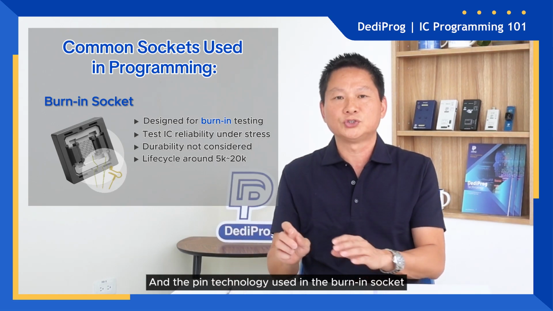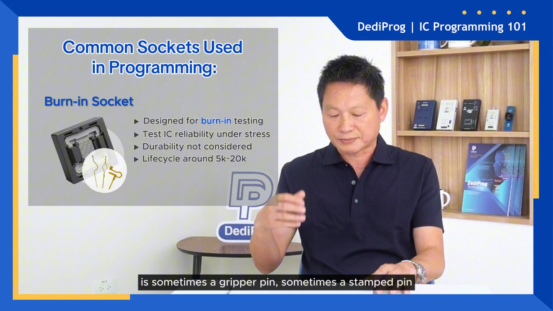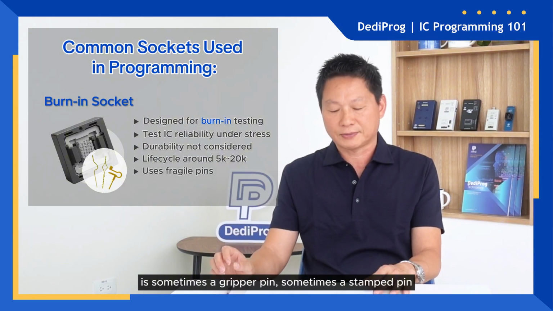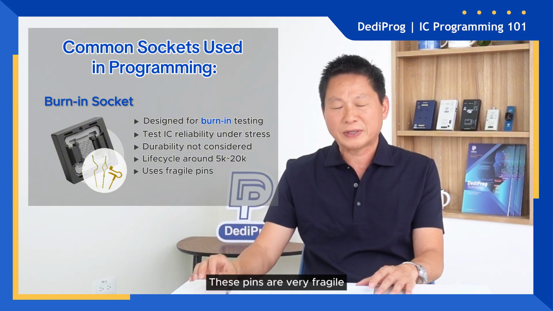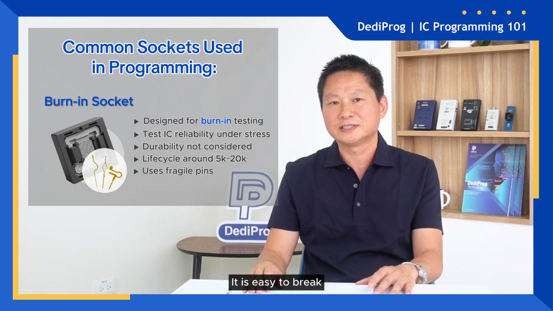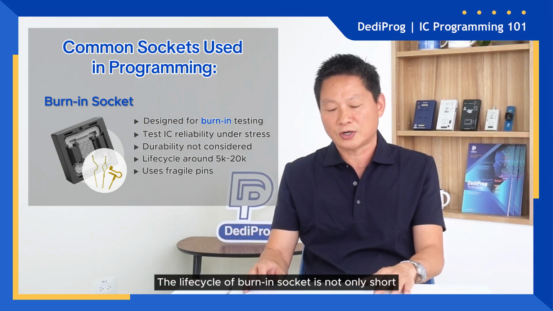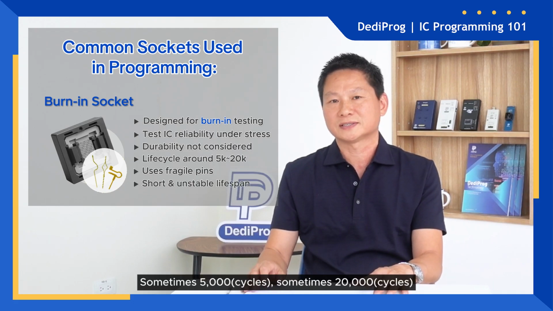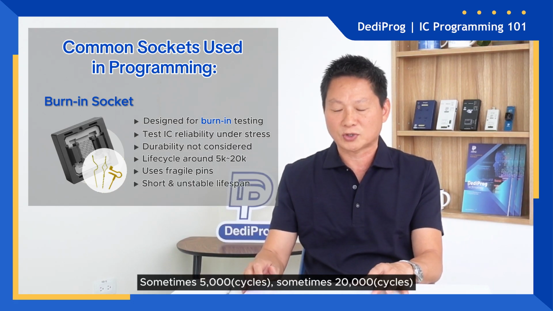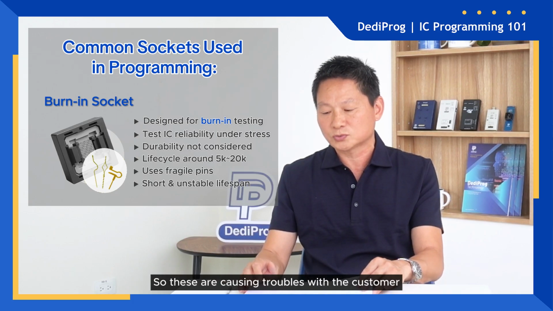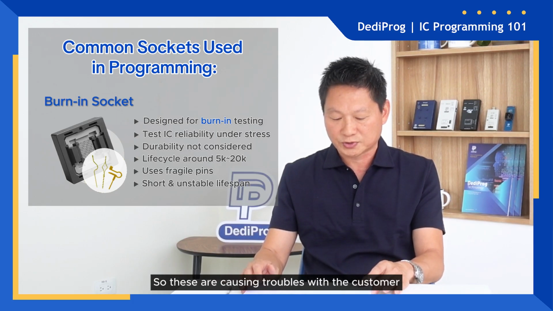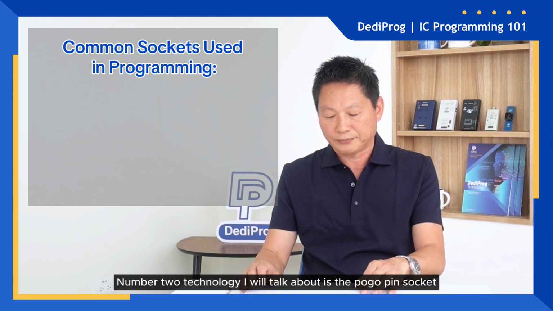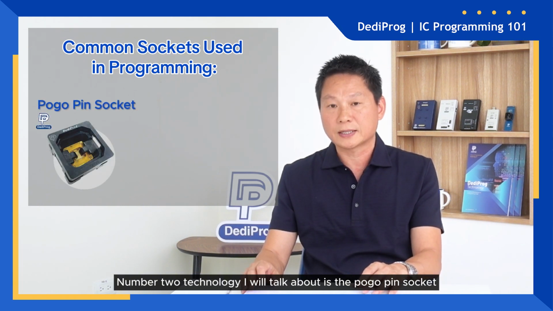The pin technology used in the burn-in socket is sometimes a gripper pin, sometimes a stem pin. These pins are very fragile and easy to break. The life cycle of a burn-in socket is not only short, but also not consistent. Sometimes 5,000, sometimes 20,000. So these are causing trouble for the customers. And the number two technology we talk about is Pogo Pin sockets.